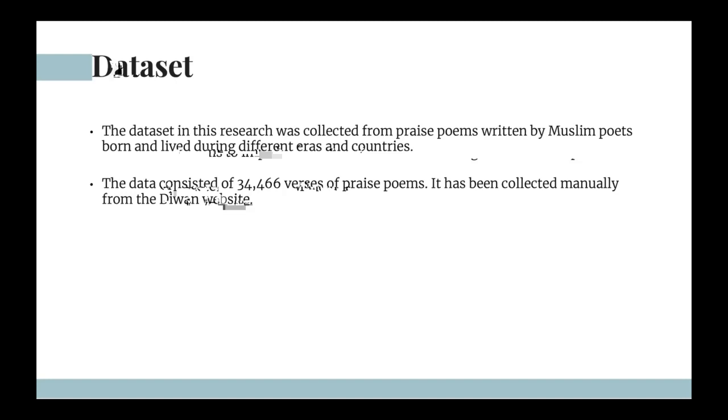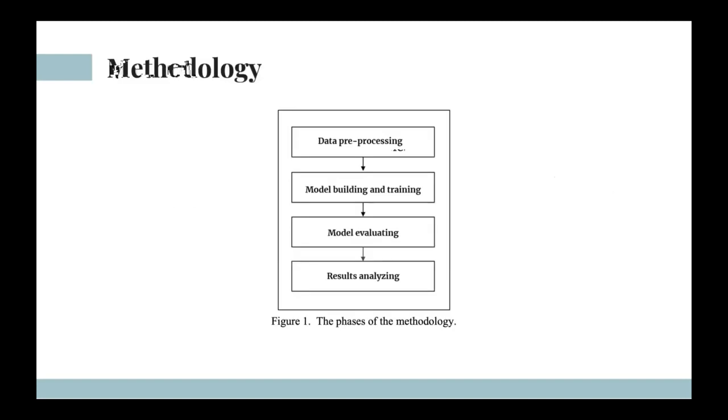The dataset was collected from praise poems written by different poets in different Muslim eras. It consists of 34,466 verses that were collected manually from the D1 website. Then it was pre-processed by removing or modifying the data that is incorrect, incomplete, irrelevant, duplicate, or unclear. This process is done to make the data suitable for training.